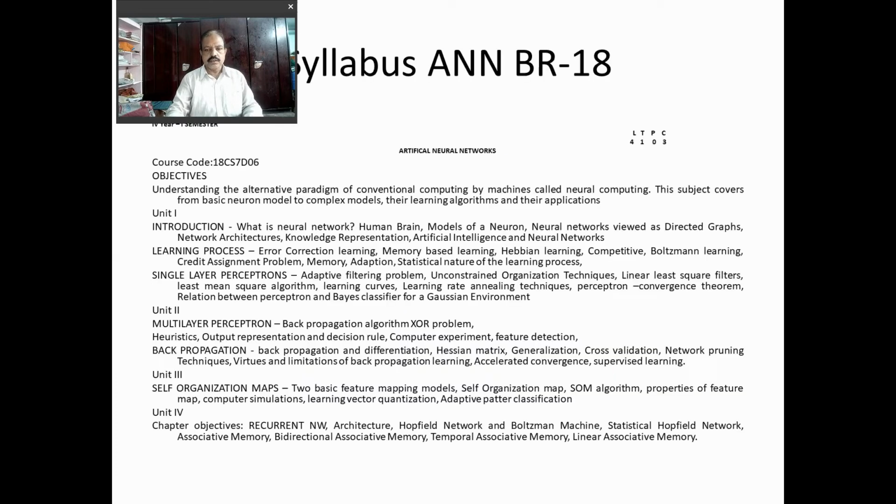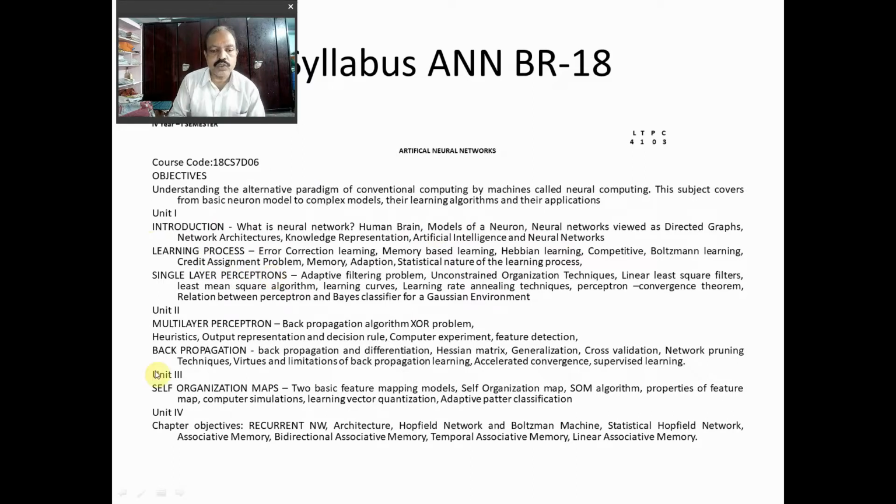So in this artificial neural network we can see the syllabus. We are following R18 of JNTUK, the autonomous syllabus for the engineering college. Here we have 6 units. Unit 1 has the introduction, especially the difference between the neural network and the artificial neural network, the learning process, and the perceptron, that is the ANN model.